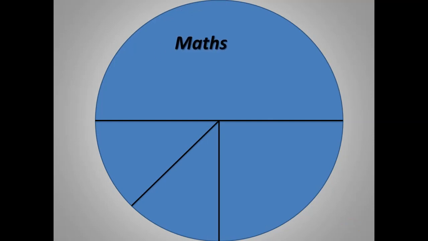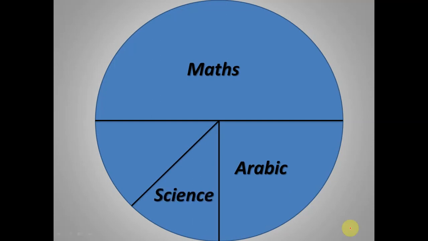The half was for math, the quarter was for Arabic, the 1/8 was for science, and the 1/8 was for English. And then we finished the pie chart in representing data. Thank you for listening and goodbye.